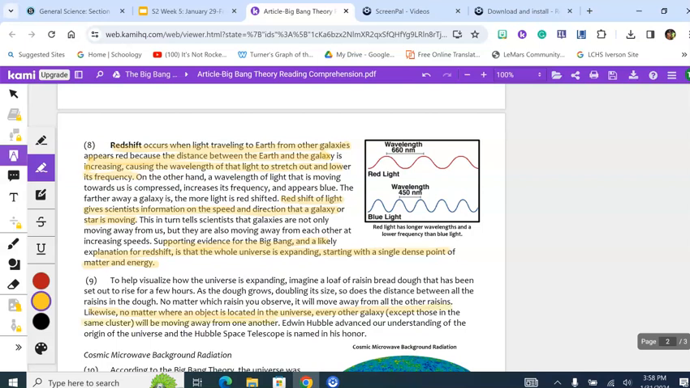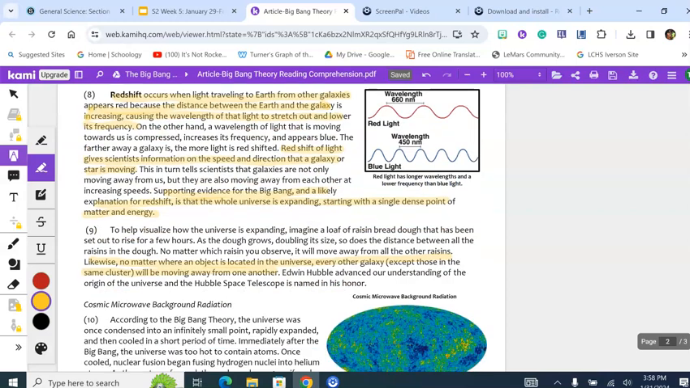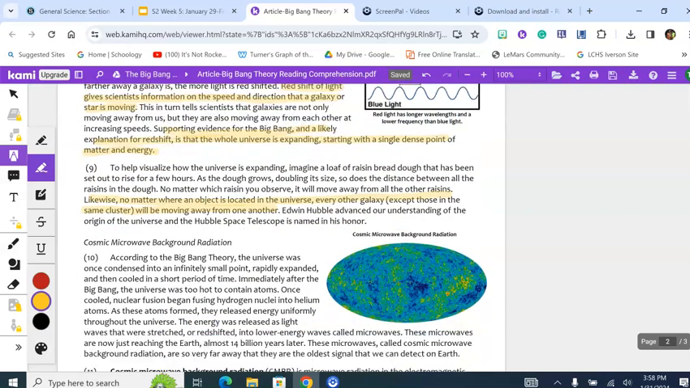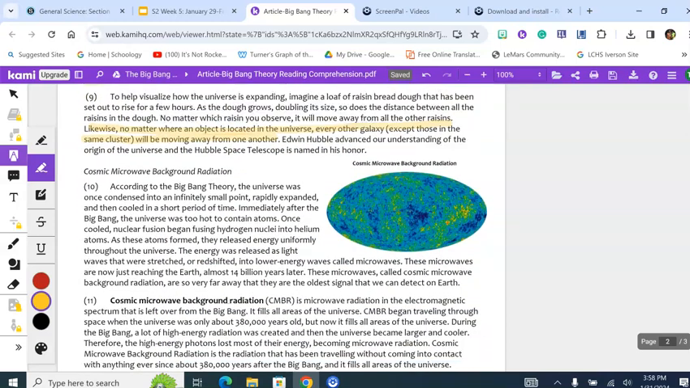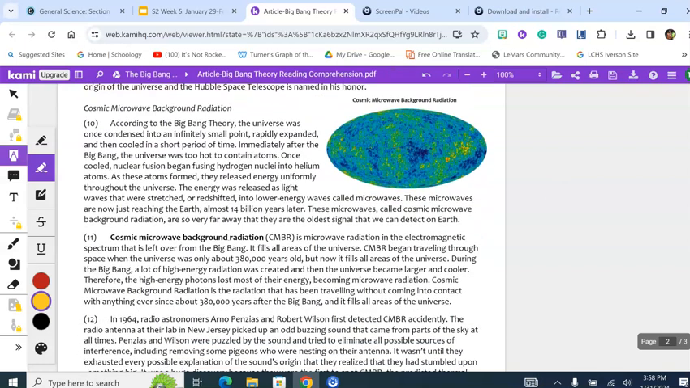Edwin Hubble advanced our understanding of the origin of the universe, and the Hubble Space Telescope is named in his honor. Paragraph number 10. Cosmic microwave background radiation. According to the Big Bang Theory, the universe was once condensed into an infinitely small point, rapidly expanding and then cooled in a short period of time.